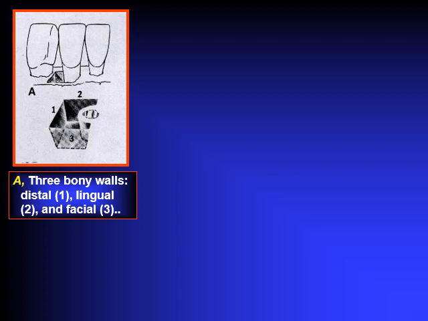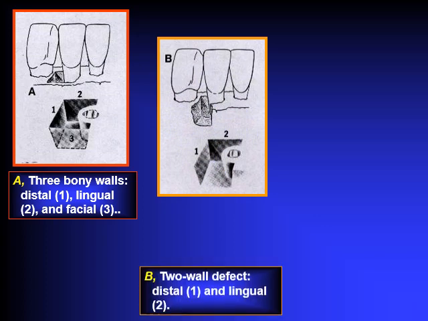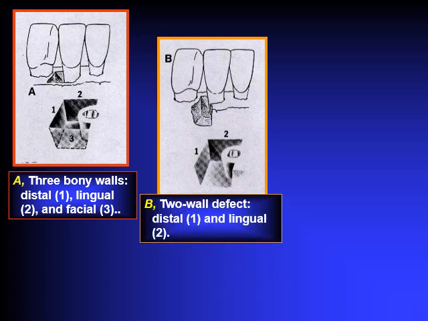Three wall angular defect or intra-bony defect. And then in B, you see here two walls only, intact walls. This one is the distal wall and 2 is the lingual wall. So this is a two wall angular defect, or a defect with the presence of two walls. There are two walls, okay?